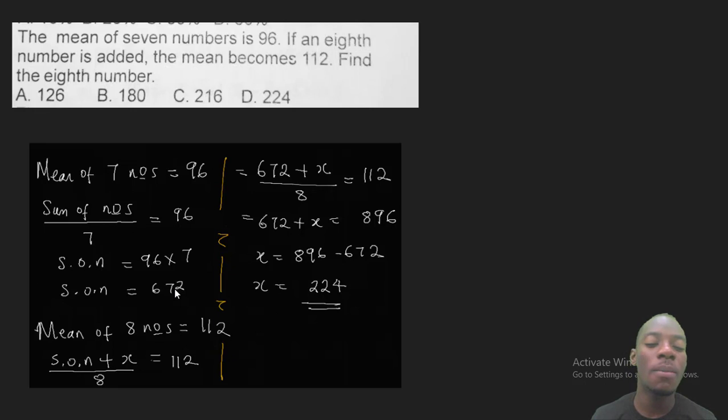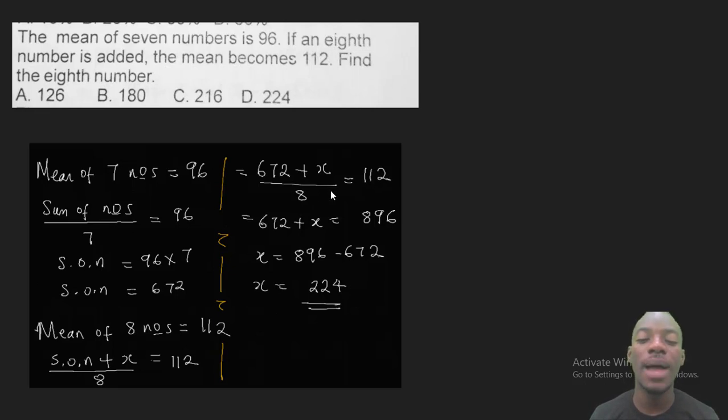Now, the 8 numbers sum up to the sum of all the numbers. That's the 7 numbers, their sum plus x, over 8 is 112. You know, 8 numbers means 7 numbers plus 1. So we are looking for x, the last number. We've gotten the sum of the 7 numbers, that's 672. So 672 for the 7 numbers, plus the last number, over 8 is 112, which is the way mean is done.